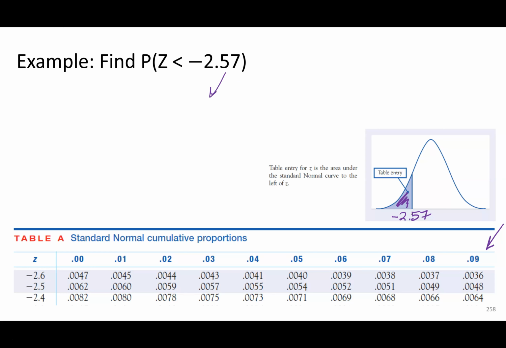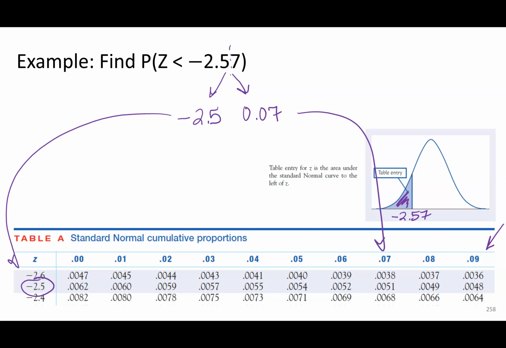So my first step, I'm going to break this up. Negative 2.5 and 0.07. And the idea, if I combine them back together, I'll get negative 2.57. So negative 2.5 will tell me which row, and 0.07 will tell me which column. Where they line up is what I want.